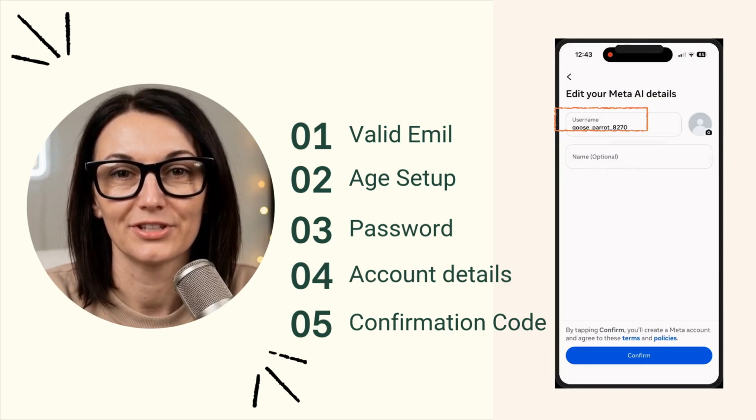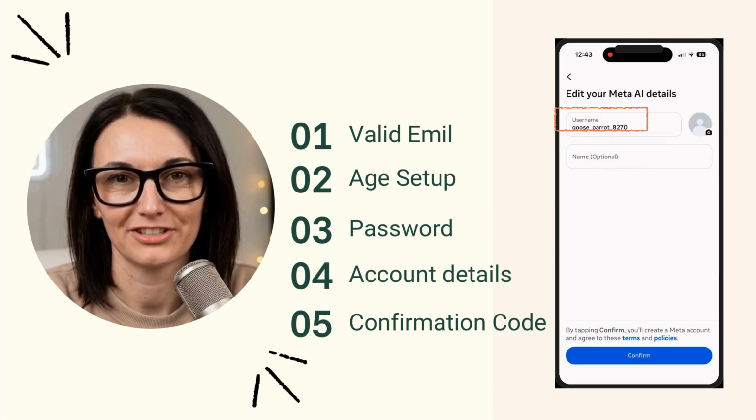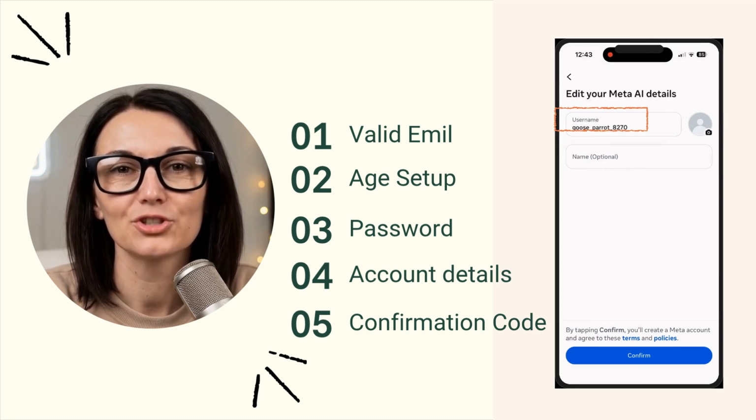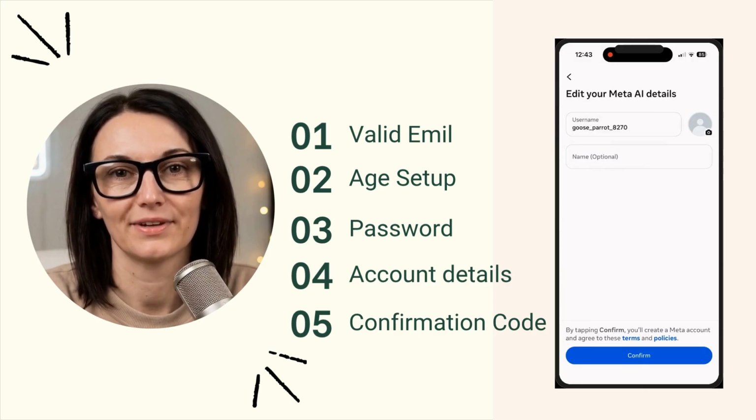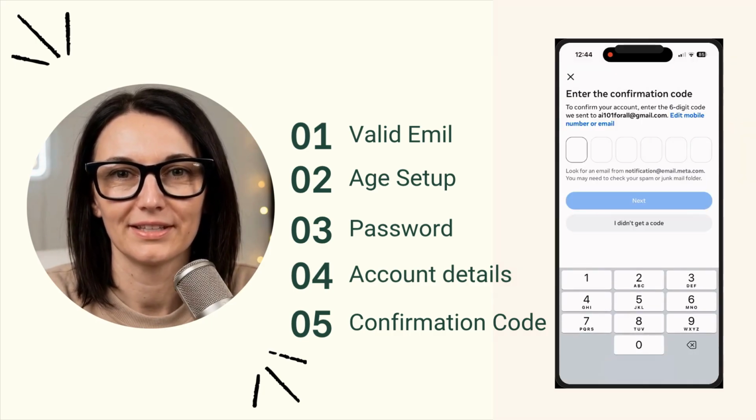Now we're on the account details page. See the username field? That will be your username. This field is filled automatically. Meta chooses one for you, but you can change it if you'd like. On this screen, you can also upload a nice photo of yourself and enter your name. But this part is optional.